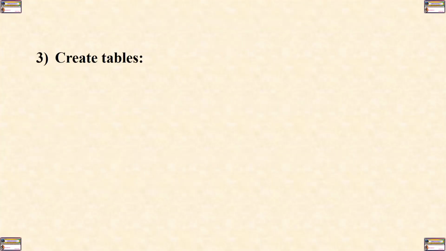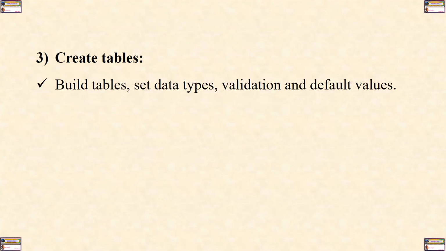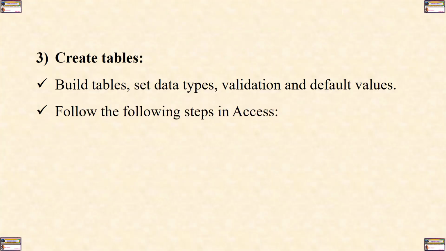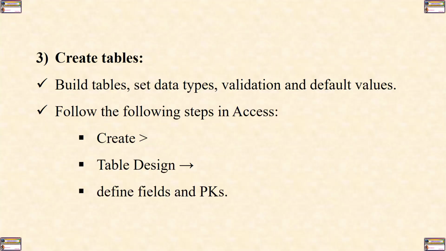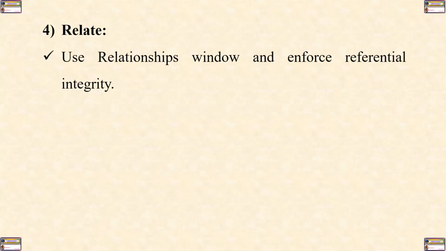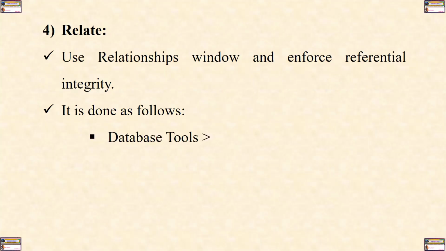Number three, you proceed and you create tables. Now you build tables, set data types, validation, and default values. Then you follow these steps to create a table. You click on create, then table design. Then you define your fields and your primary keys. Number four, you create relationships. So you use the relationships window and enforce referential integrity. How do you create relationships? You click on the database tools menu, then click on relationships.